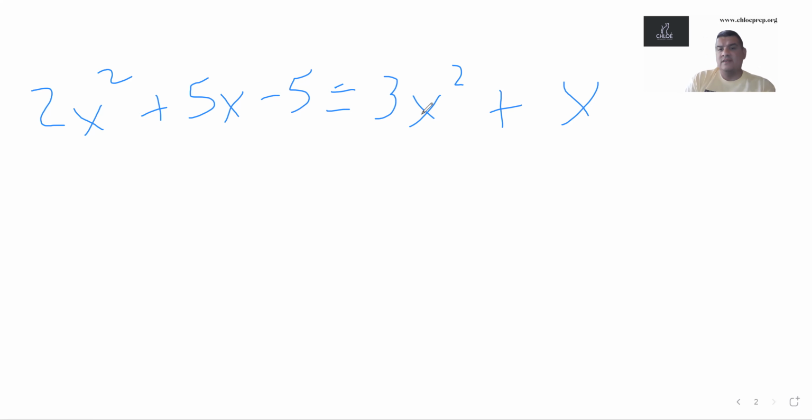So to turn this to 0, I need the opposite. Because 3x squared minus 3x squared is 0. And that's what we want. But whatever we do to one side, we have to do to the other. So I'm going to just line it up here. We are subtracting 3x squared from both sides.